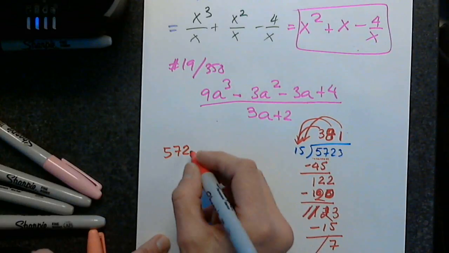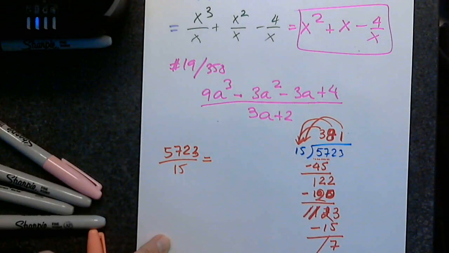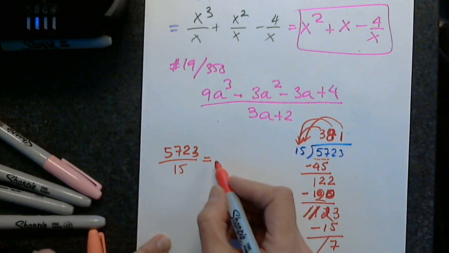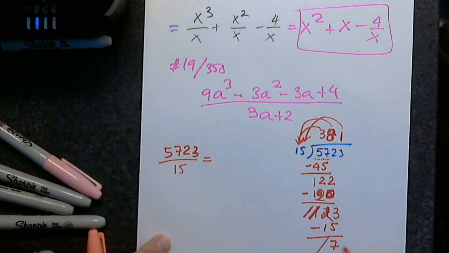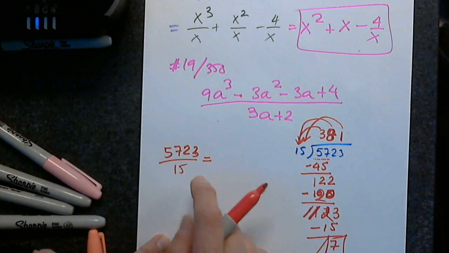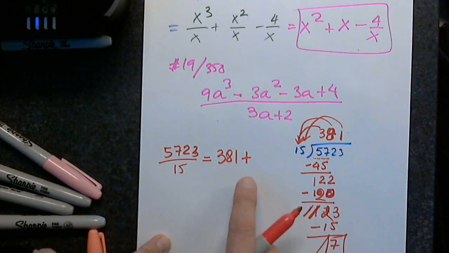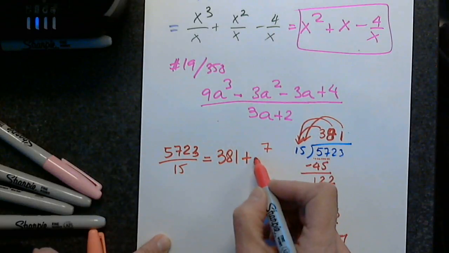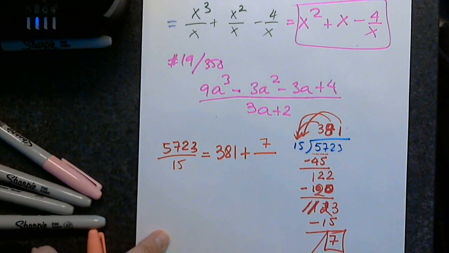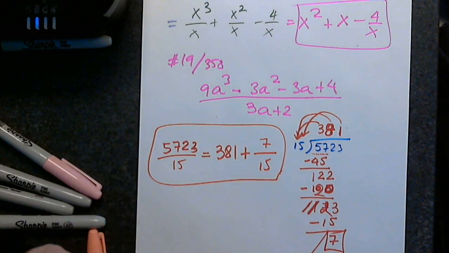I divided 5723 by 15. What is the quotient? 7, that's the remainder. Where is the quotient? 381. Very good, 381. Plus, because the remainder is positive, plus 7 divided by? 15. Exactly. So this is how we write the answer.